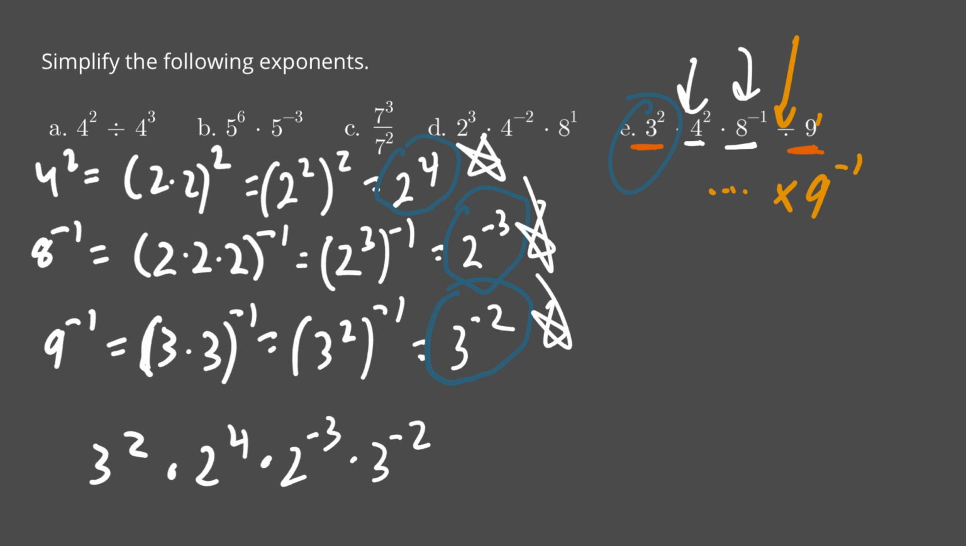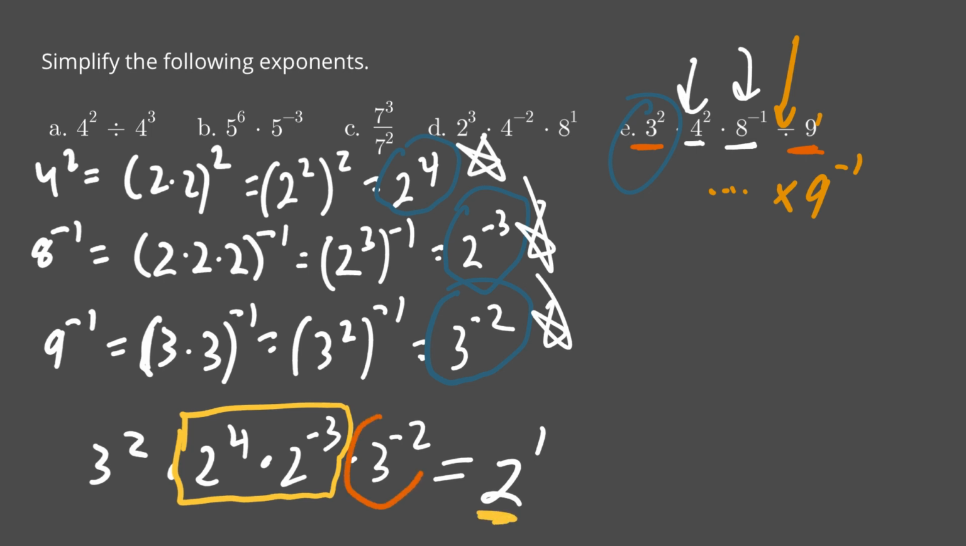All right, now let's focus on the ones that match. Let's look at 2 to the power of 4 times 2 to the power of negative 3. When these are multiplied together, we will add the exponents. So 4 minus 3 leaves us with 1 in the exponent and a base of 2. Okay, so that's the yellow part.